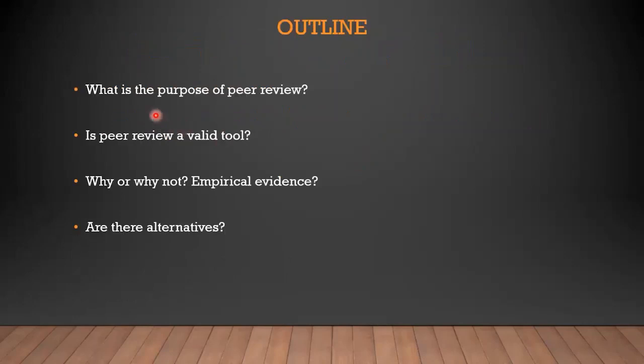Okay, so outline. We will first start with the purpose of peer review. Then, is it a valid tool? Peer review is a tool to select what gets published and what doesn't get published. So we can think of it as a tool. It could be a good tool, it may not be a good tool. Then why or why not? And whether there is empirical evidence. This is important because you may have your opinion, but we want to look at the evidence. And finally, are there any alternatives? So I tried to make the outline logical, and the steps follow logically.